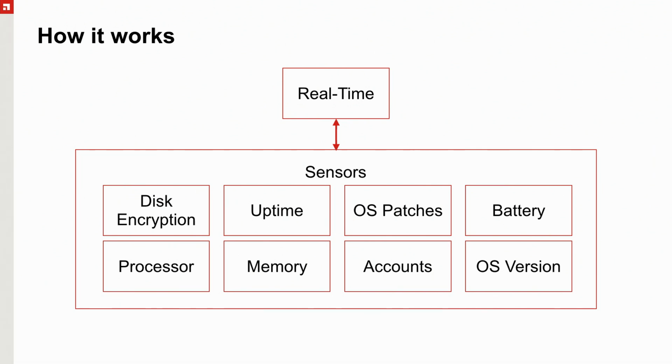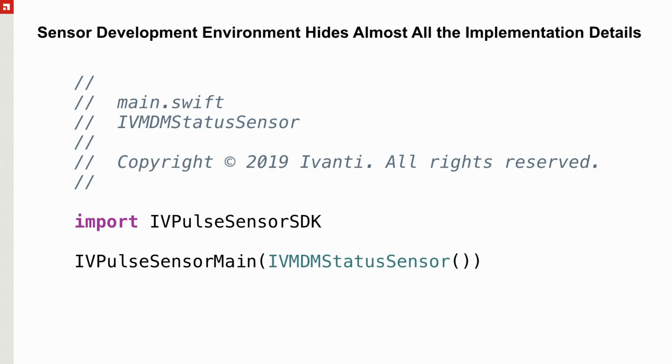So now from a Swift standpoint, and we're going to get probably more detail than people want here, but engineers, you're going to have to live with it. From a coding standpoint, the main program for any sensor looks like that. I import, this is Swift, I import the Pulse Sensor SDK, and then I pass an instance of some class that defines the sensor that I want to write into the sensor main, and I'm done.